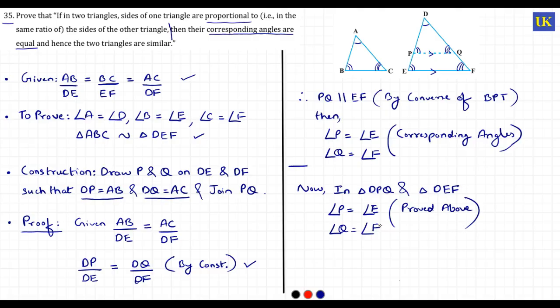Right? So now I can say that by angle similarity criteria, I can say that triangle DPQ is similar to triangle DEF. So we have proved that this small triangle and this bigger triangle are similar to each other. That is what we have proved here. Okay. Now we will go next further.